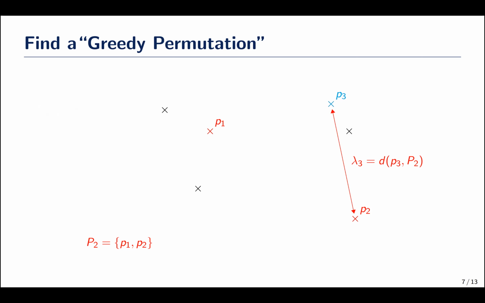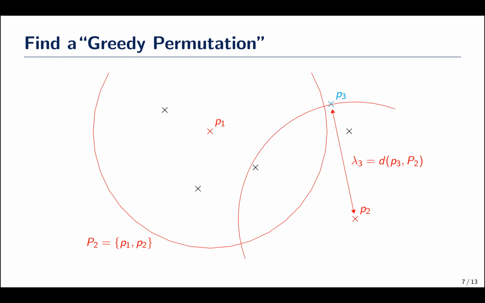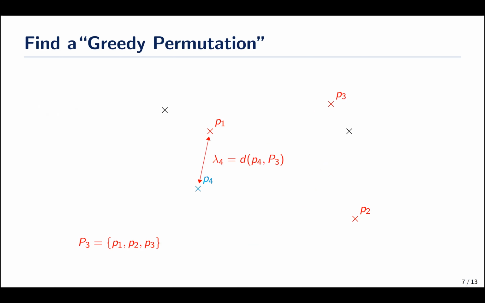The nice thing about doing it in this way is that we actually get a really good covering of the point cloud at every stage, meaning that if we look at this distance lambda 3 and the first 2 points we've chosen, every point in this point cloud is contained in the 2 balls around P1 and P2 of radius lambda 3. And this, of course, works at every stage k: every point is contained in the balls of radius lambda k+1 around the points P1 to Pk. And to continue computing a greedy permutation, we just do this again and again until we've exhausted the whole point cloud.